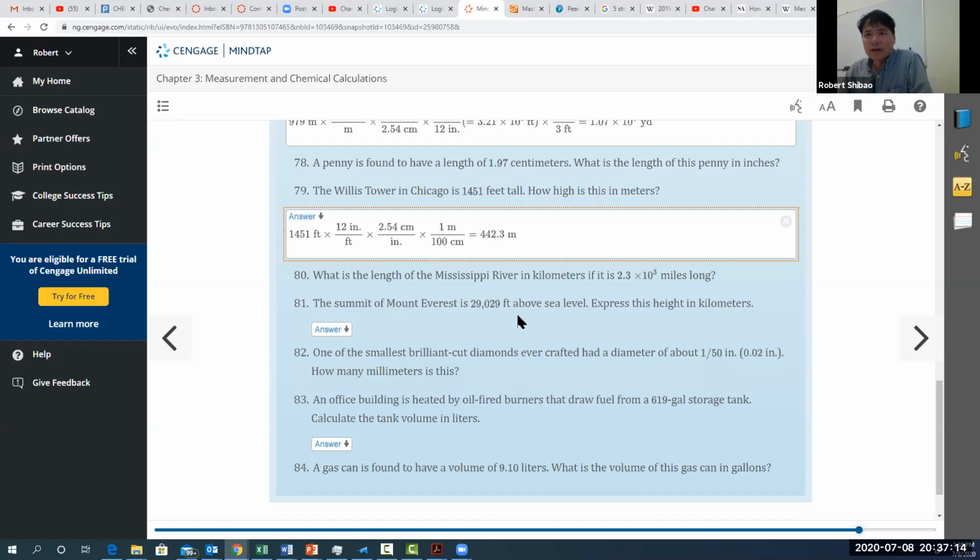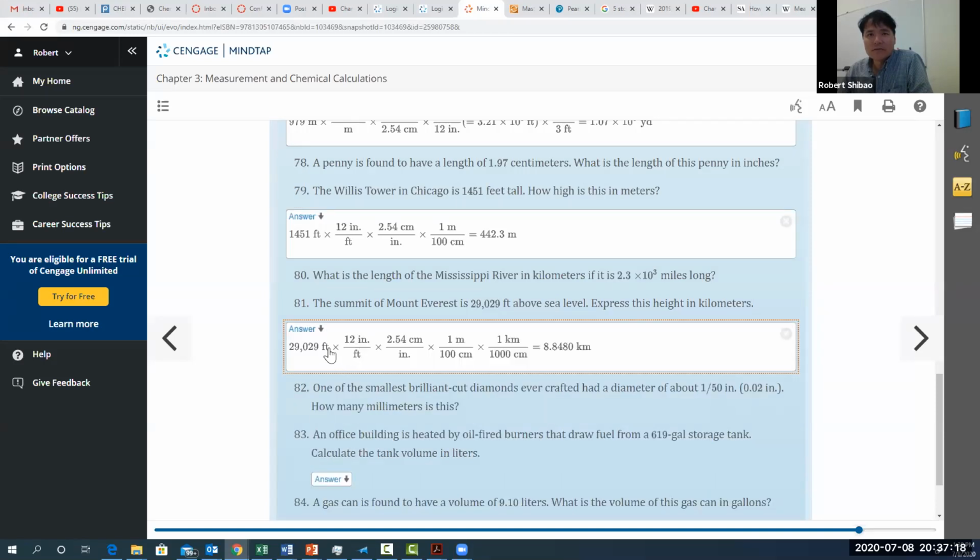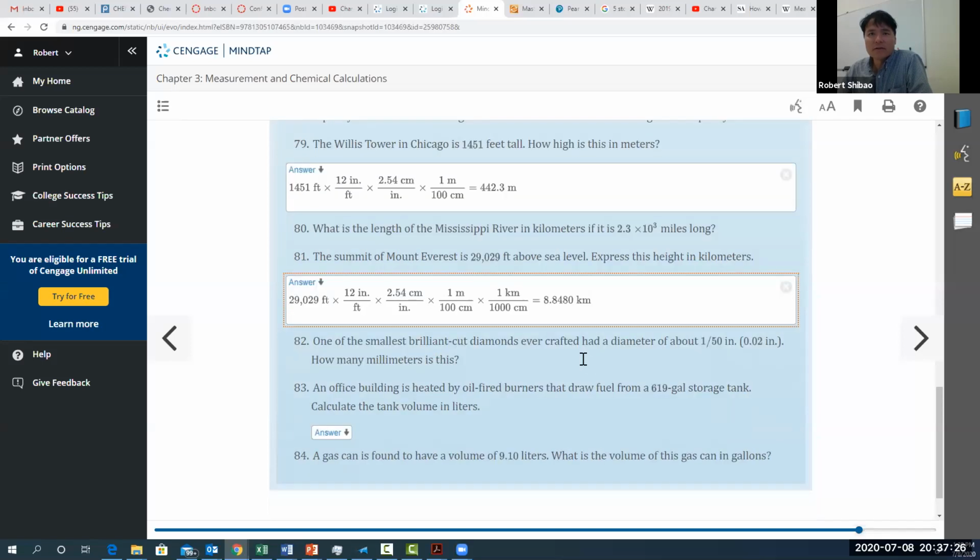Summit of Everest is 29,000 feet, expressed in kilometers. Let's see what they did. They went from feet to inches, exact. Inches to centimeters, exact. Centimeters to meters, exact. Meters to kilometers, exact. That's good. We got the kilometers there.